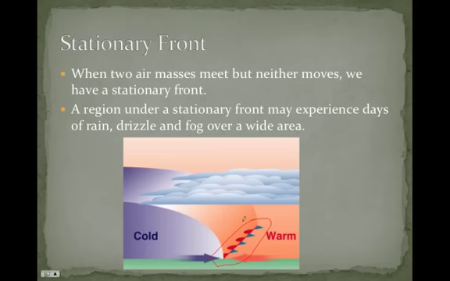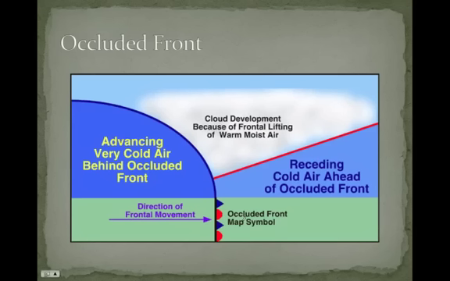But a region underneath the stationary front could experience days of rain, drizzle, and fog, and it could cover a very wide area. An occluded front is the fourth type of front. It's pretty much where we have two cooler air masses trapping below a warm air mass. You can see this occluded front right here. You have very, very cold air, not as cold air, and this is warm air that's trapped above it.